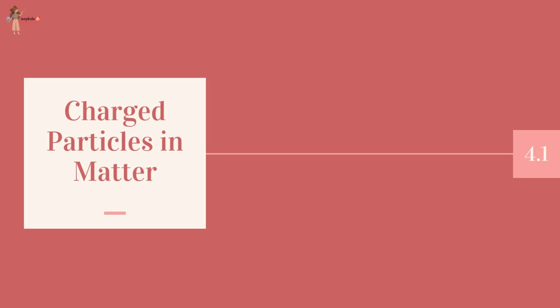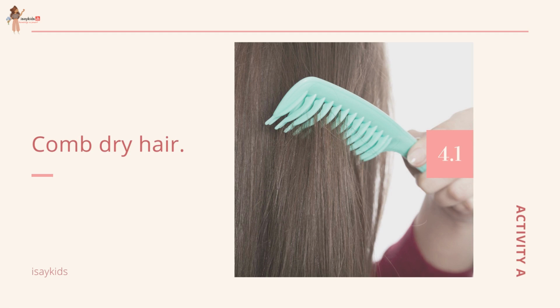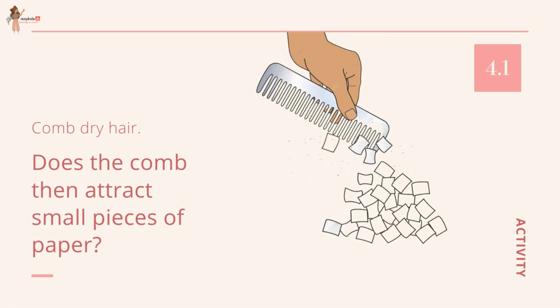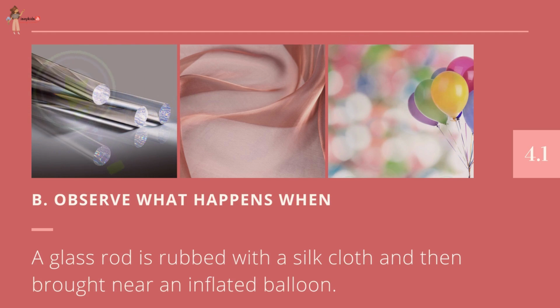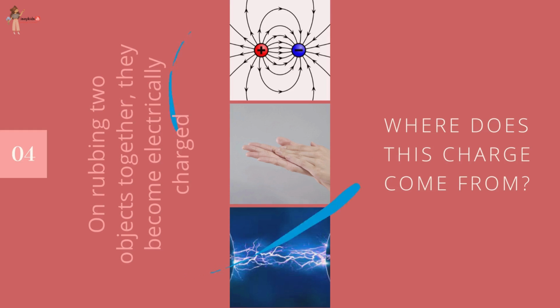Charged particles in matter. For understanding the nature of charged particles in matter, let us carry out some activities. Comb dry hair. Now, does the comb attract small pieces of paper? Rub a glass rod with a silk cloth and bring the rod near an inflated balloon. Observe what happens. These activities show that on rubbing two objects together, they become electrically charged.